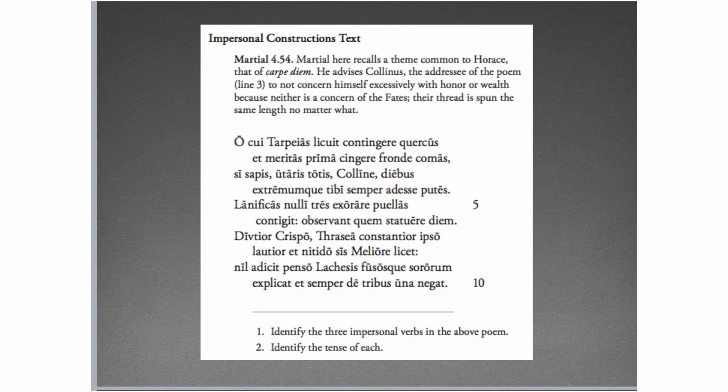Here is a text. Martial is a Roman Silver Age poet. There are three impersonal verbs. Liquid right there in the first line. Can you find the others? Contigit, I should say, and licet.